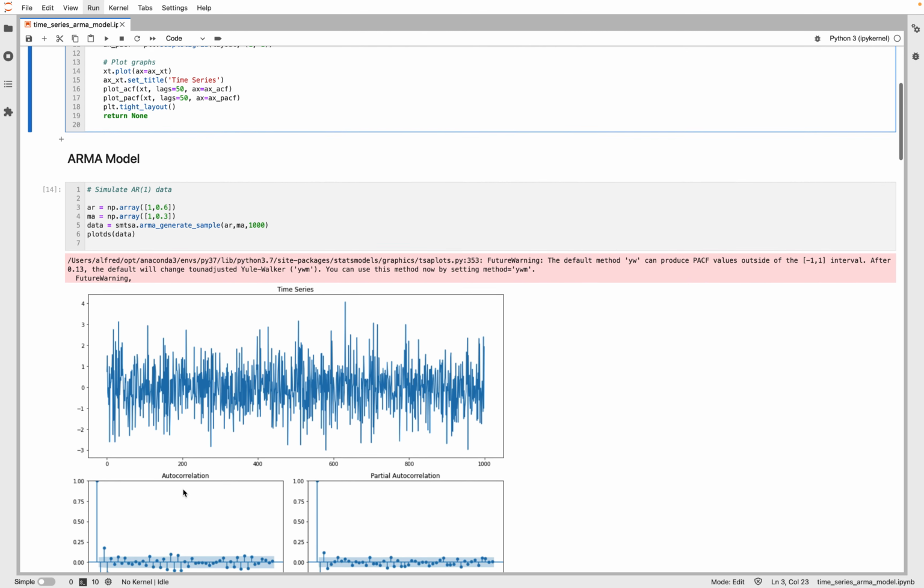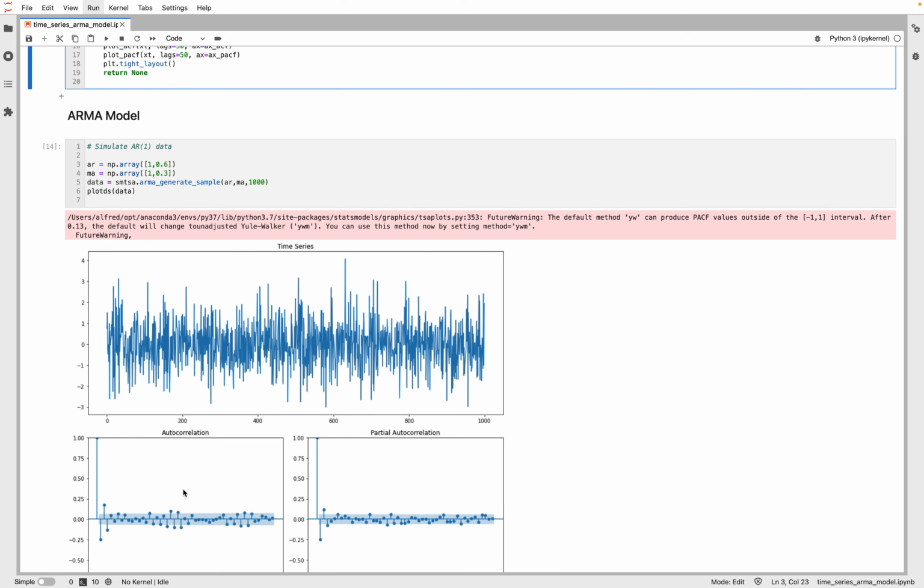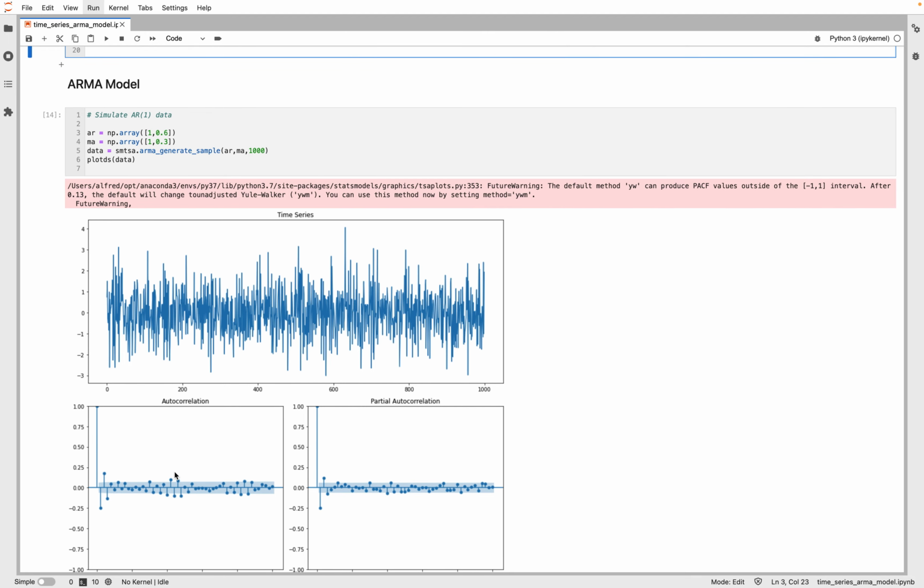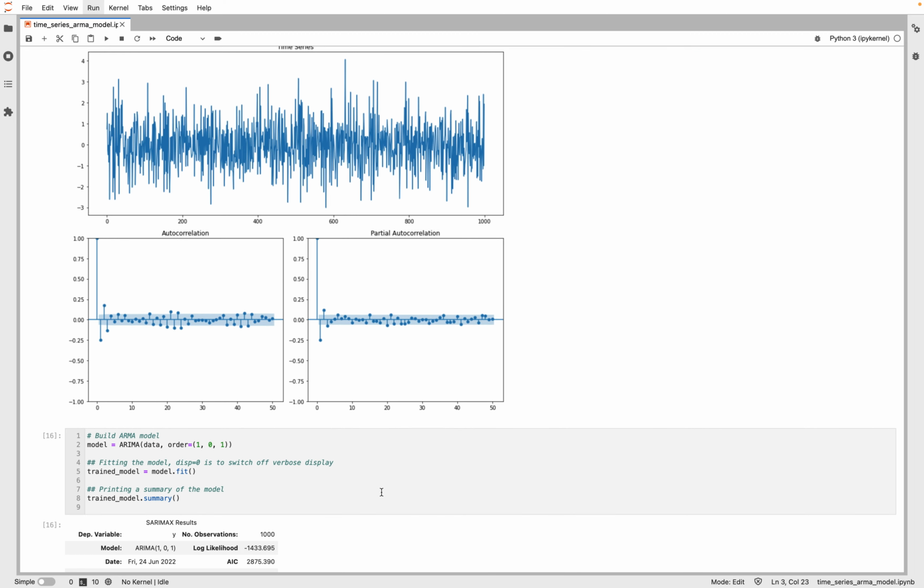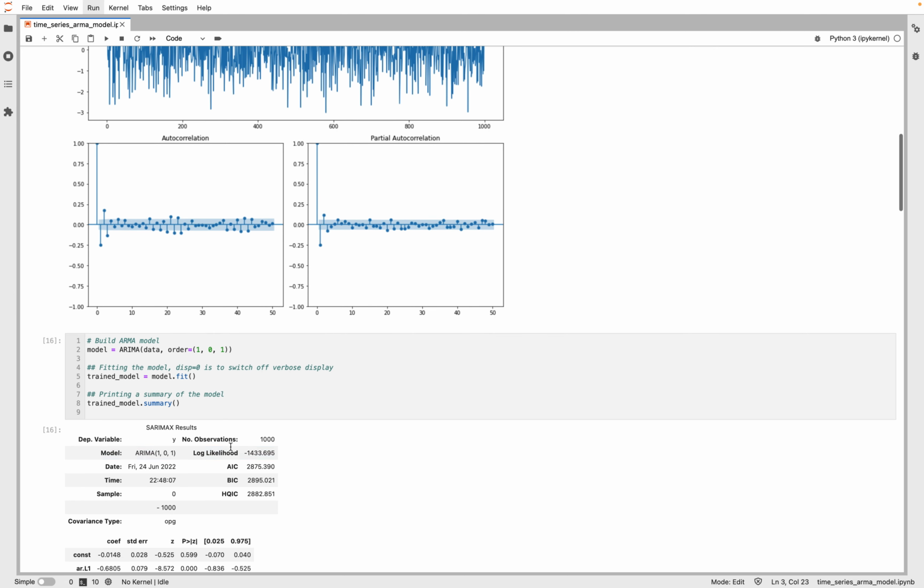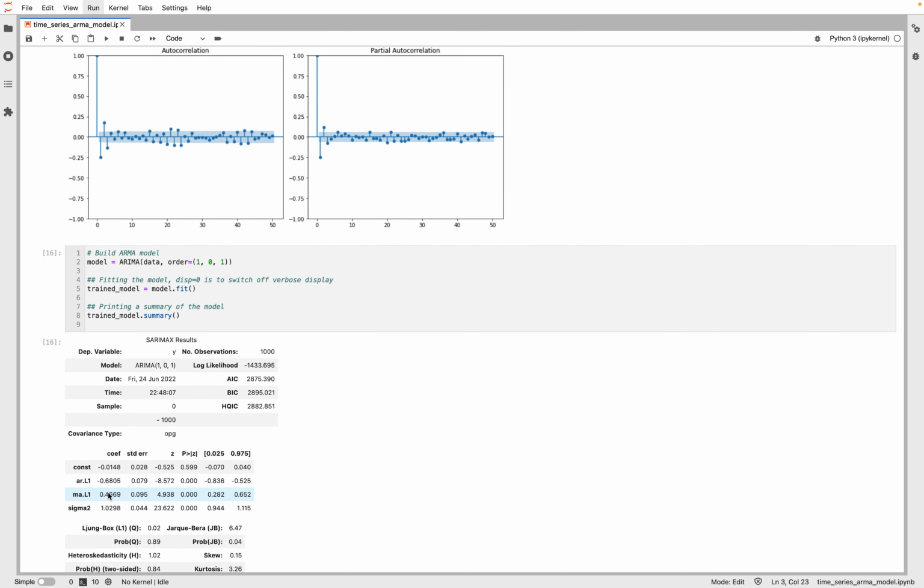However, if you look at the autocorrelation characteristics, there is some lag dependence as shown in the ACF and PACF plots. Next, we try to fit the simulated data to the ARMA model by choosing the order to be 1, 0, 1. The coefficients of the AR and MA from the analysis are shown here, and they agree well with the simulated data.